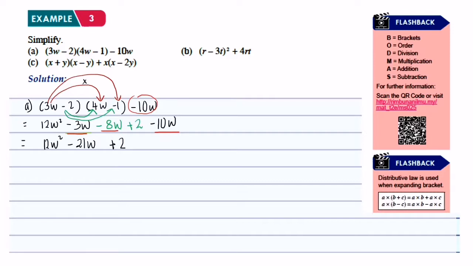Okay, now we try to answer B. r minus 3t squared plus 4rt. So we still solve the bracket first, right? So still remember, what is the meaning of square? Means r minus 3t times r minus 3t. Same thing multiplied 2 times. Okay, here, copy down 4rt.